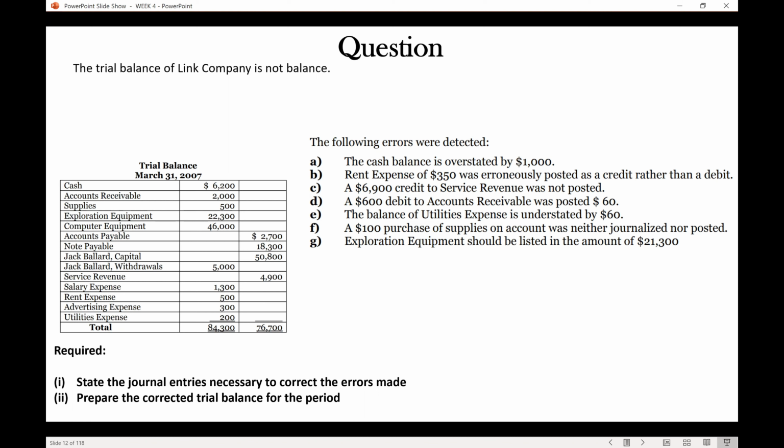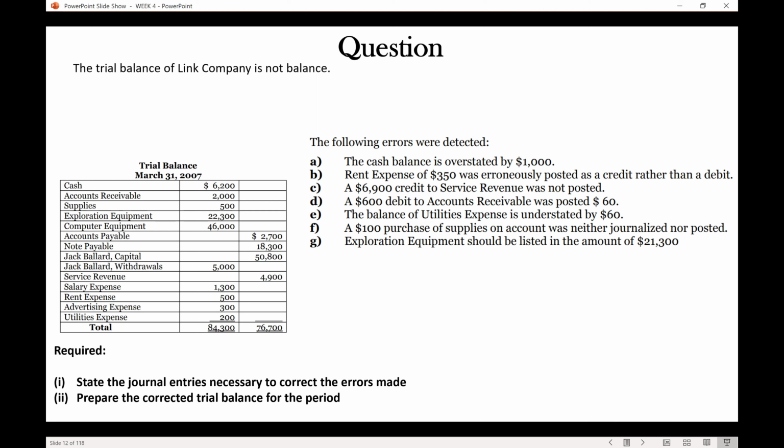How do we record this? How do we record for the balance in cash to be $1,000 less? We know that cash is an asset, and when an asset increases, we debit. So we would have debited $1,000 more than we should have. To reduce an asset account, we need to credit. So to make cash what it should be, we're going to have to credit it.